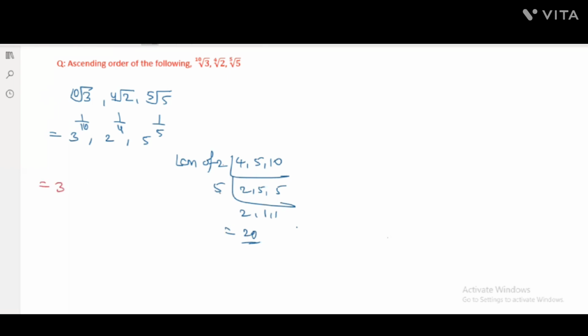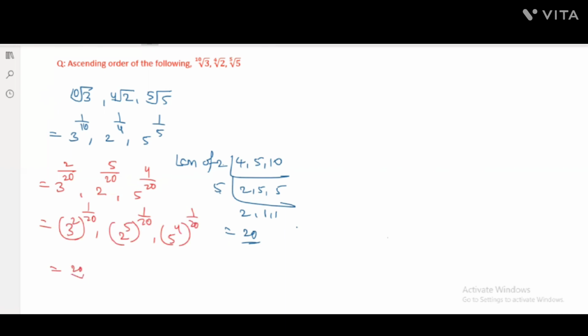So for that, what I will do is I'll multiply and divide with 2 here. I'll get 2 by 20. Here I'll multiply and divide with 5. So 5 by 20. So here 5 power 4 by 20. So we can write this one as 3 square whole power 1 by 20, and 2 power 5 whole power 1 by 20, and 5 power 4 whole power 1 by 20 we can write. So that means 20th root of 9, 20th root of 32, 20th root of 625.